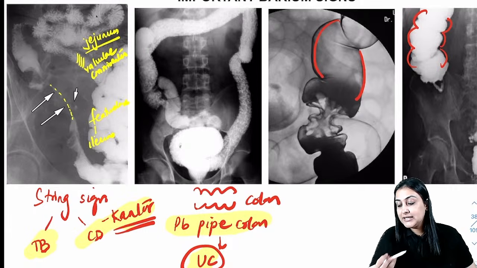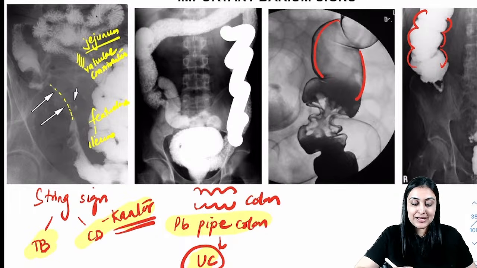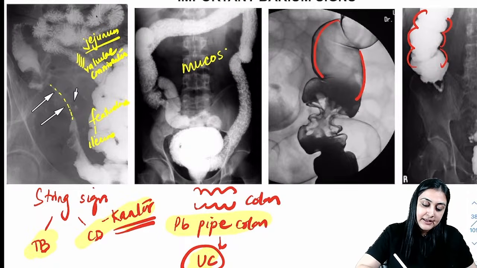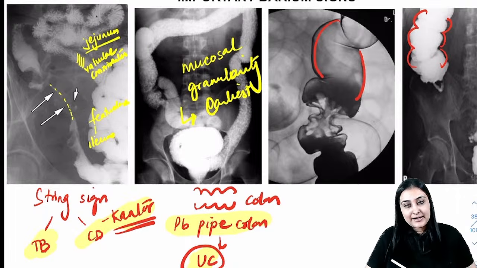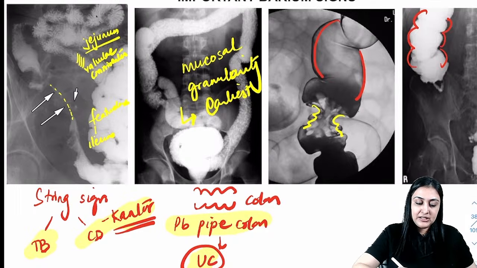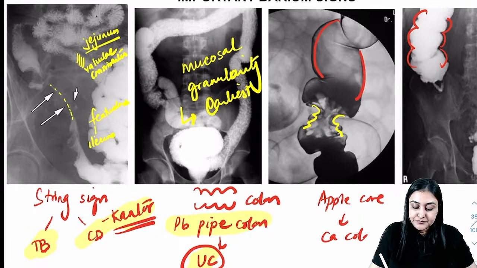And if asked the earliest sign of ulcerative colitis, can you see that there is this granularity here? So this mucosal granularity is the earliest sign of ulcerative colitis. Mucosal granularity is the earliest sign of ulcerative colitis, right. So that is UC. Now this is very typical, it looks like a bitten apple. What is this? Apple core sign, which is seen with carcinoma of the colon.